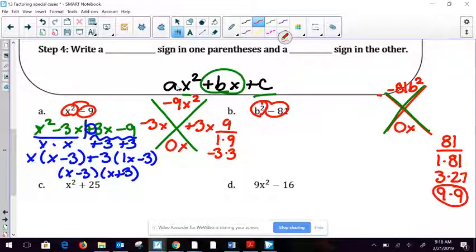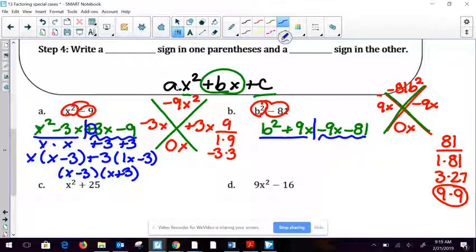I'm looking for the special pair right here because when I do a positive and a negative of the exact same, they cancel out. So now I'm going to rewrite my equation with my b squared. I have a positive 9x and a negative 9x, and then I have a negative 81. Now that I have 4 terms, I can group it up. So divide, conquer, do your underline squiggles.